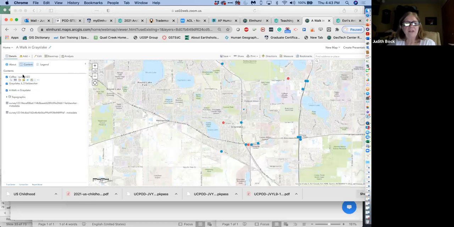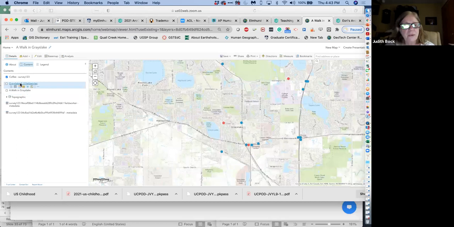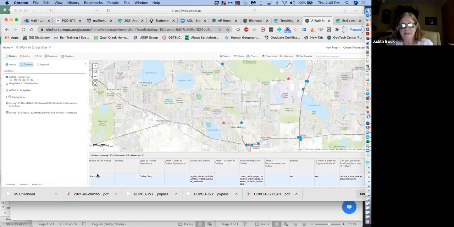I had a coffee survey, turn that off, these things. I was playing around with a couple other things in here, but I took a coffee survey using Survey123. And as I was there, it would automatically register the location information and plot it automatically online. And if I click on the data table down below, you can see all the questions that I asked.